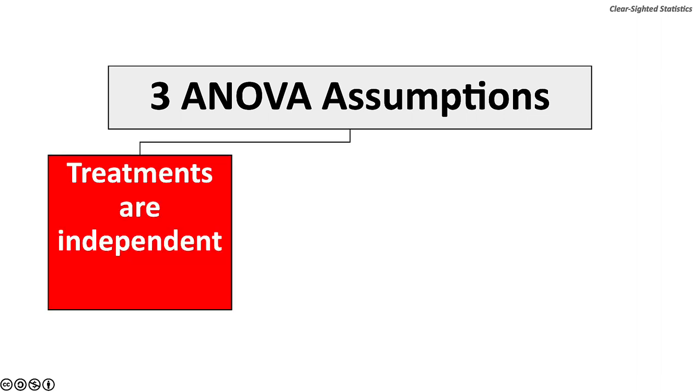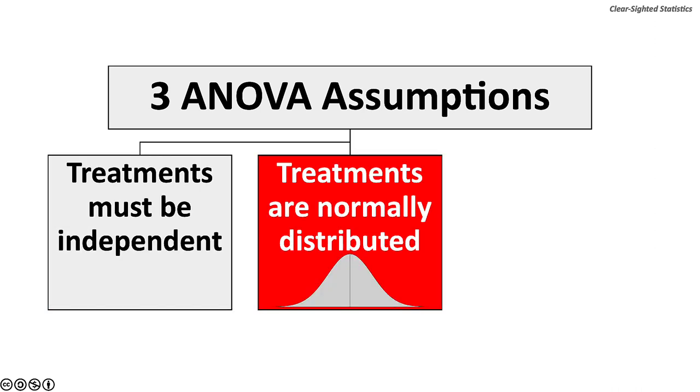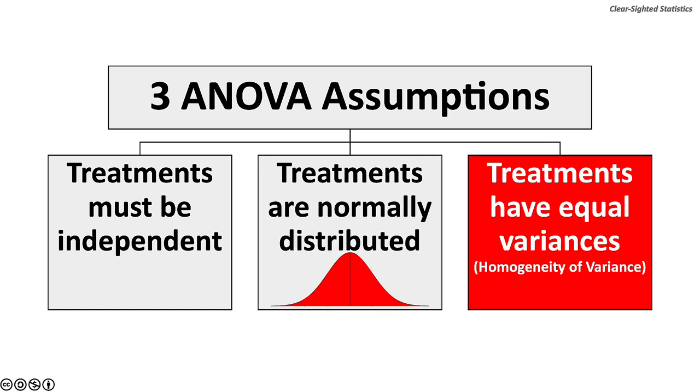ANOVA tests are based on three critical assumptions. 1. The treatments are independent. This means that any treatment measure cannot be dependent on measures from another treatment. 2. The data in all treatments must approximate a normal distribution. A normal distribution, you will recall, is a symmetrical distribution centered on the mean. 3. Treatments must have roughly equal variances. You'll recall from Chapter 15, this is called homogeneity of variance.